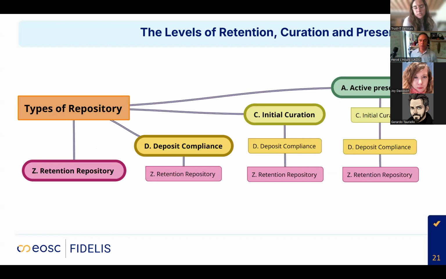This provides a slightly different viewpoint on those in terms of a repository typology, ranging from a pure retention-only repository to stacking up, setting criteria at the point of deposit, undertaking to do initial curation work, and then doing active preservation. And many active preservation repositories will, of course, undertake initial curation and deposit compliance, and they all essentially depend on effective underlying guarantees of retention.